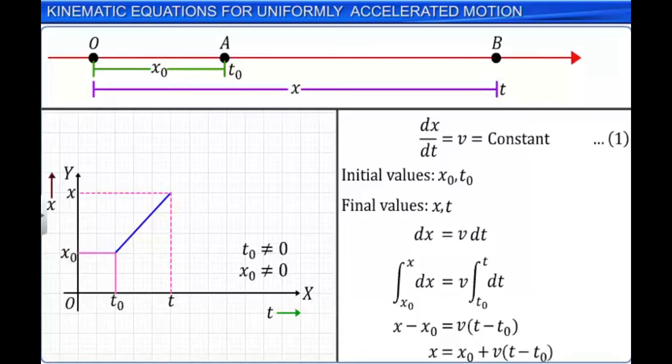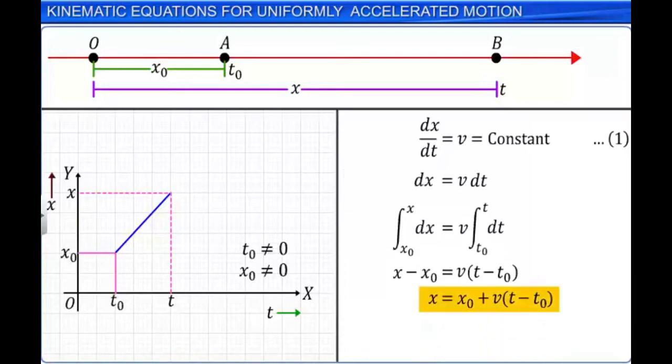This equation is used to obtain the position coordinate x of the body at any time t. This equation can be used when the values of x0 and t0 are both or either of them is equal to 0. In other words, the equation is applicable under all conditions.